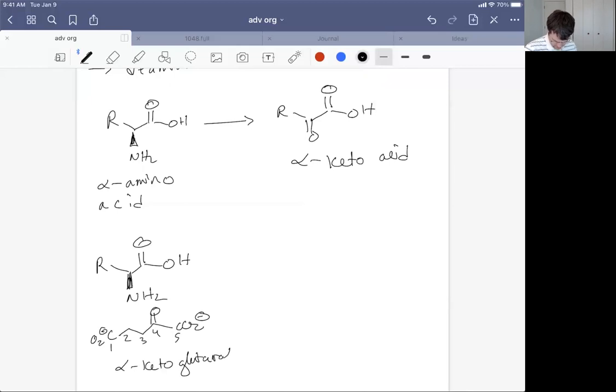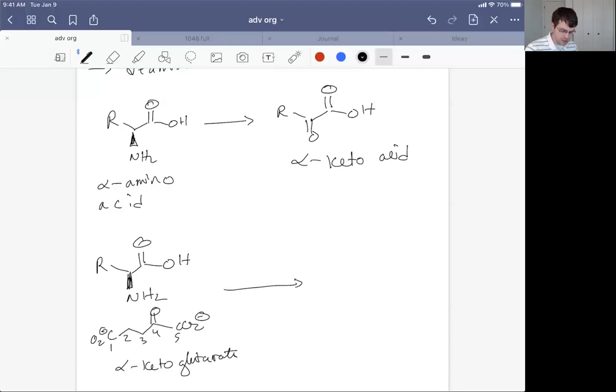Now, where do I get alpha keto glutarate? Well, with a 5-carbon dicarboxylic acid, that would be glutaric acid, right? Let's focus on G. G is glutaric acid. So we're looking at the conjugate base of that, glutarate. We put a ketone in the alpha position. Alpha on either side, it's a symmetric molecule, and that gives us alpha keto glutarate.